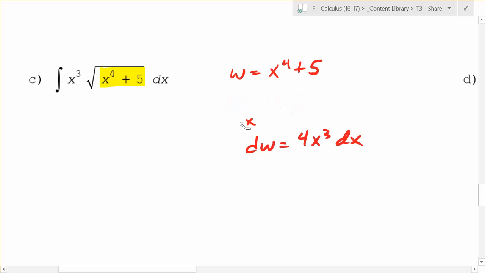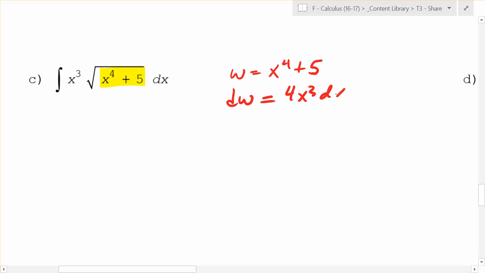So usually what I'm going to do, everybody, when I do it, is I'm just going to say this. I'm just going to go straight to that. dw is equal to 4x cubed dx. Okay. I'm usually going to write that just to prepare you. Do you understand where that's coming from? We okay with it now? We good? What does dx equal?